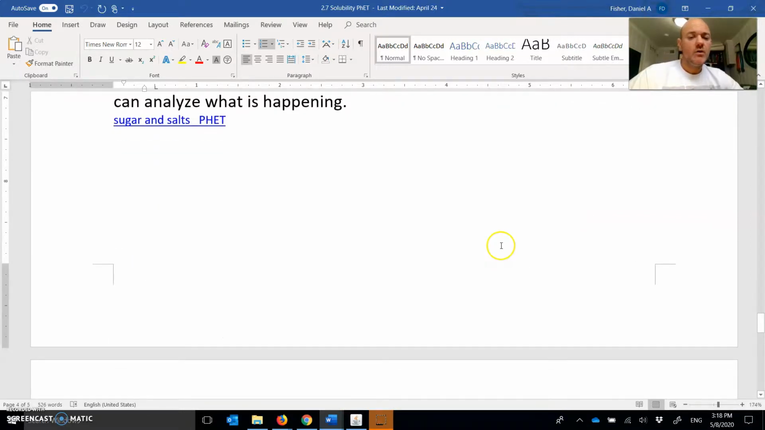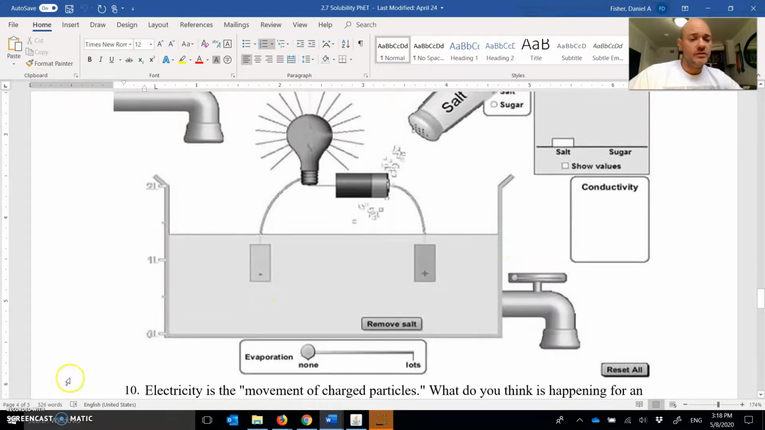All right, with that, I'm going to shut this off. And you've got this. That's the end of the solubility PhET. I will see you back in a bit for the electrolysis of copper chloride lab.